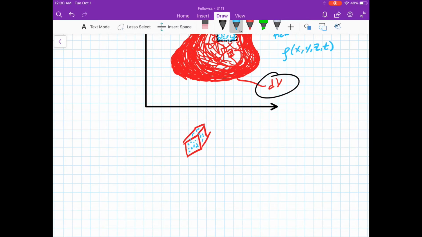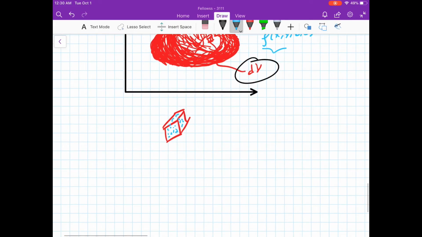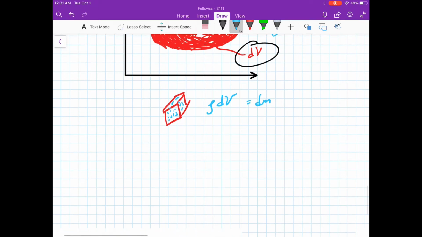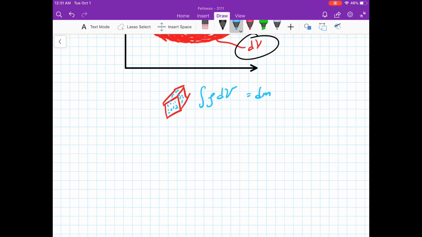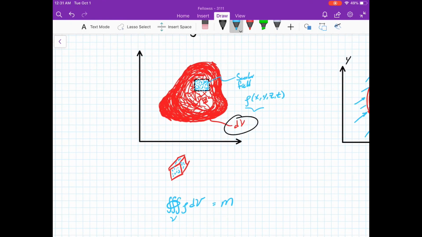How about we say that, right? We'll stick with density. So if we multiply this density over this volume, we get this little differential mass element, right? And if we want to add all those up, and we'll give ourselves a little more space, we add all those up with a triple integral over the volume, and we'll get the total mass inside this volume, right?